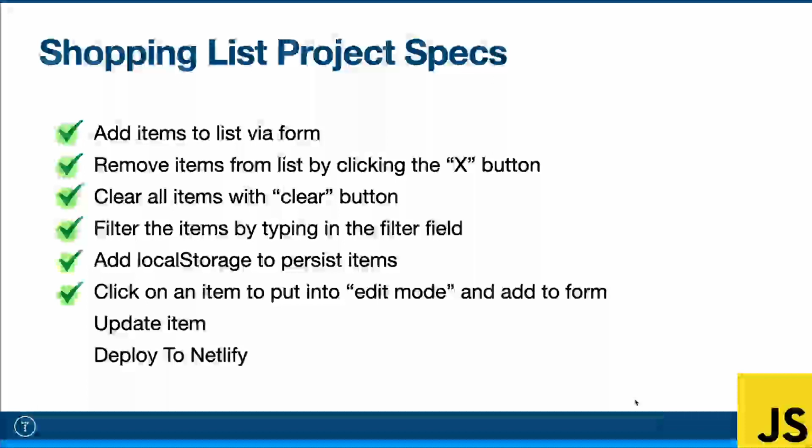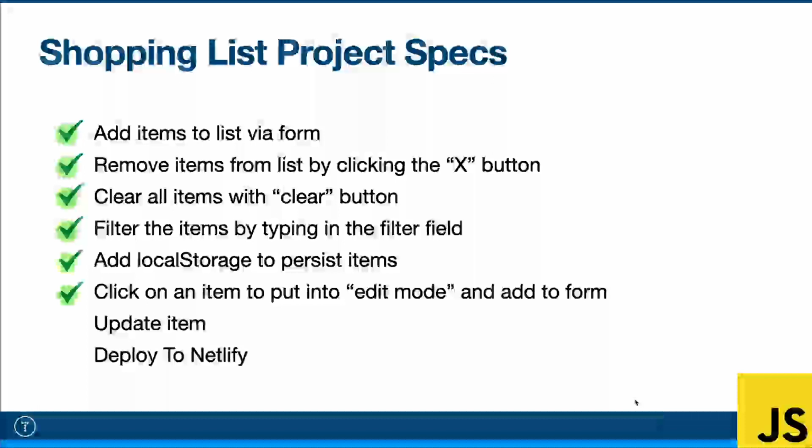Okay, then I want to be able to click on an item and put the app into edit mode. Okay, so if we click on like eggs, I want that list item to get lighter, so we know that that's the one we're editing, and put that text in the text box and also update the button to say update. So basically we'll have an edit mode for the application.